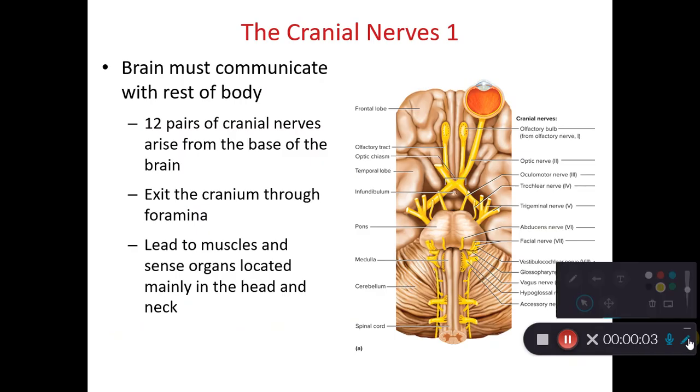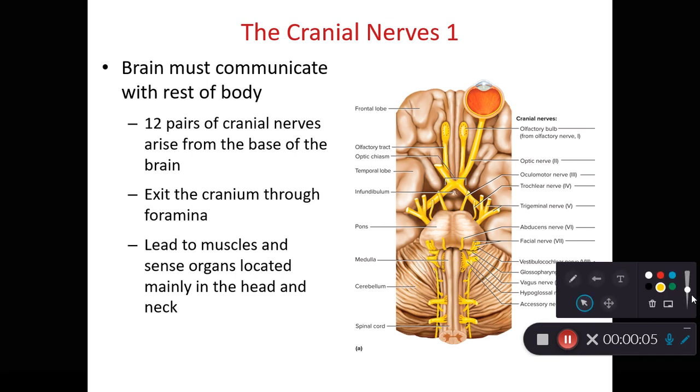Hi class, in this discussion we're going to focus on our cranial nerves. So let's dive into it. The cranial nerves themselves are nerves that exit directly from the cranium. Our body and brain need to communicate with the rest of the body, and these cranial nerves, instead of exiting from the spinal cord, are going to exit from the brain itself. And there are 12 pairs of cranial nerves.